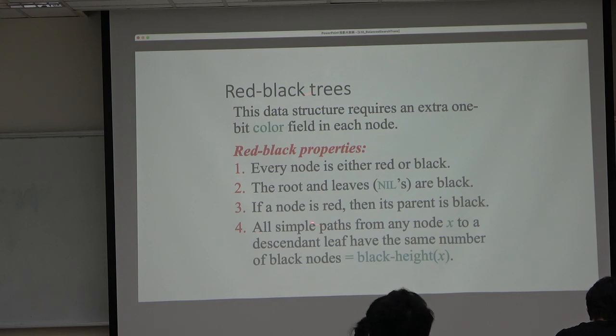So all simple paths from any node X to a distant leaf node, 从 root 节点到任何一个 leaf node 的这个 simple path, have the same number of black nodes. We indicate that number of black nodes as black height. So we have these 4 properties. Then now let's give you an example of a red-black tree.